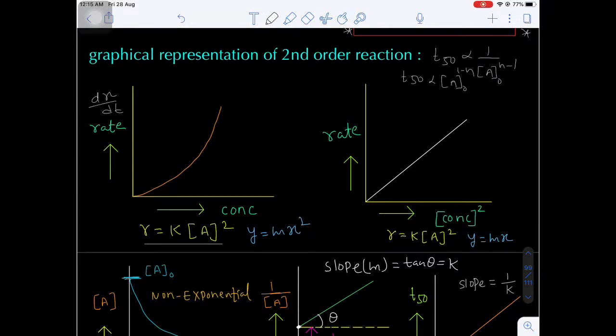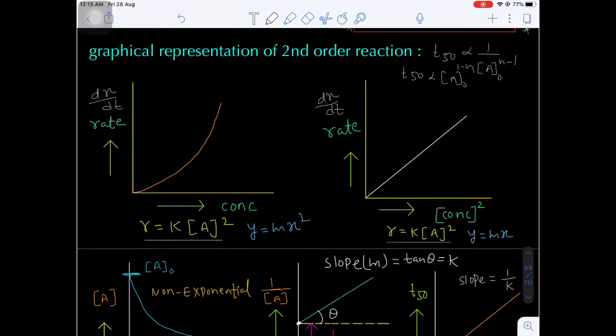Now the second graph, rate versus concentration whole square. This will be in the form of y equals mx, a straight line passing through the origin.